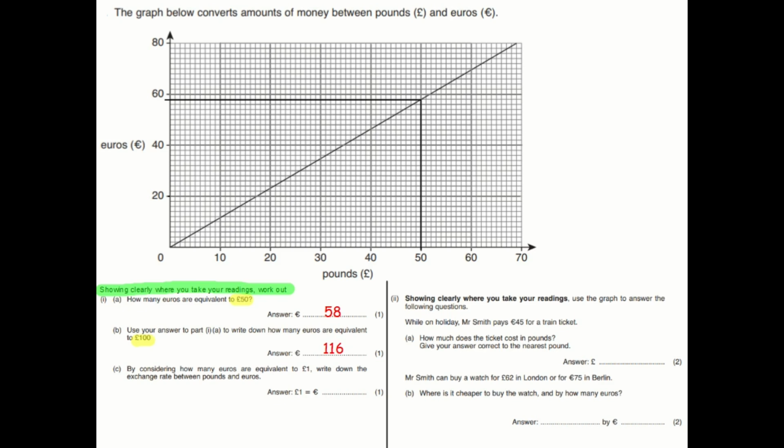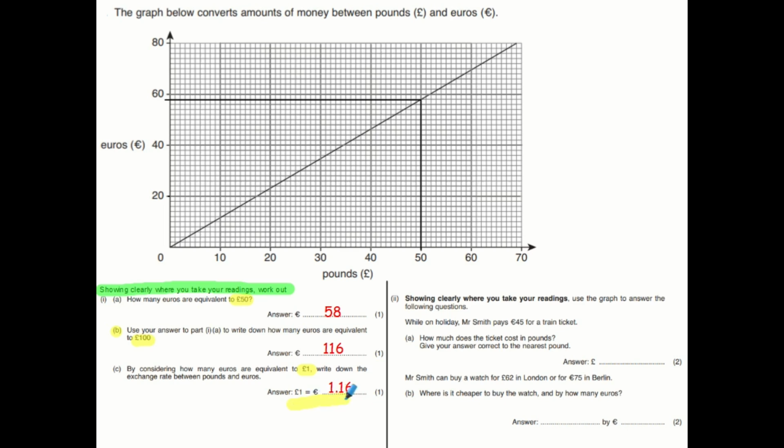Part C, by considering how many euros are equivalent to £1, write down the exchange rate between pounds and euros. So they're trying to get you to use this question that you've just done in part B. So if you know that £100 is equal to 116 euros, then £1 is going to be equal to 116 divided by 100, which means 1.16.